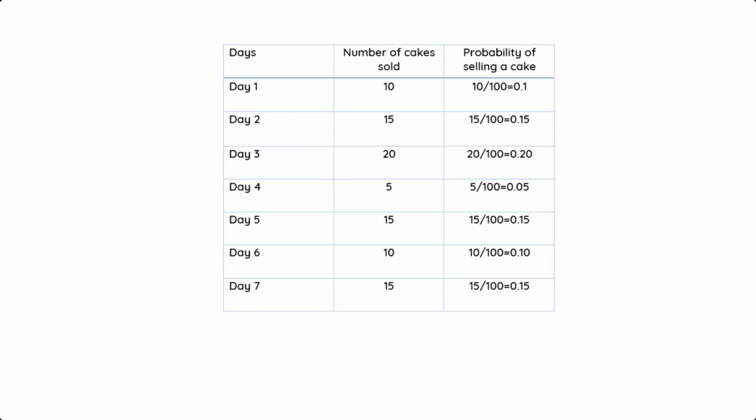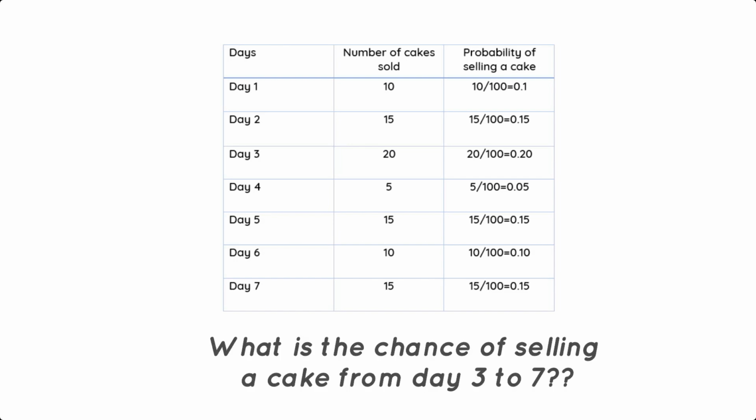So what if I decide to tweak this question a bit and try to get more detailed information, like what is the probability that X is greater than or equal to 3? This translates to: what is the probability that he is going to sell a cake from day 3 down to day 7?